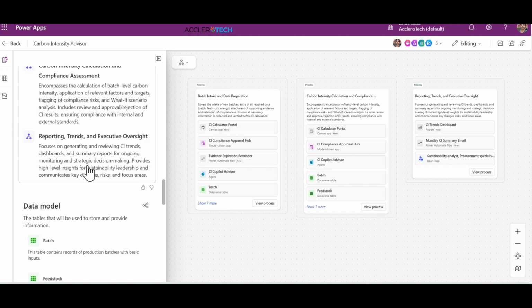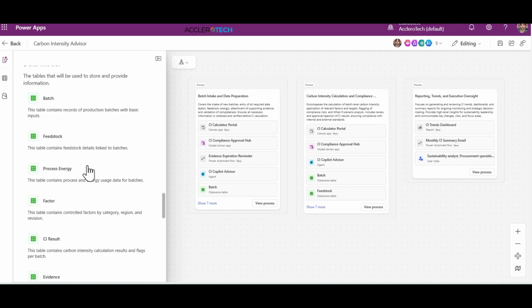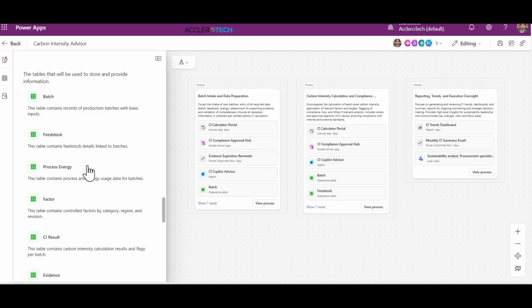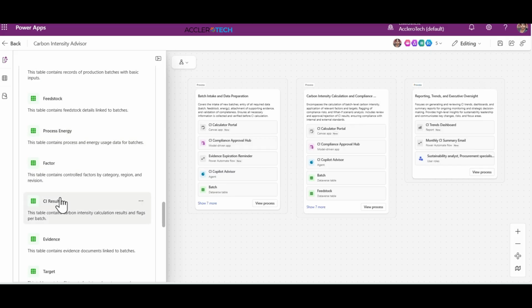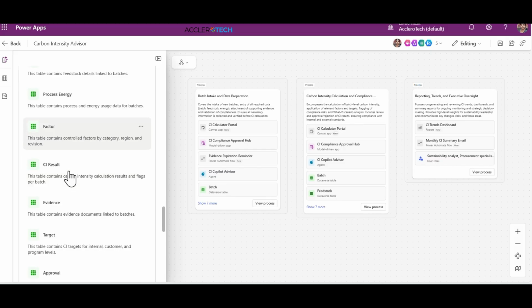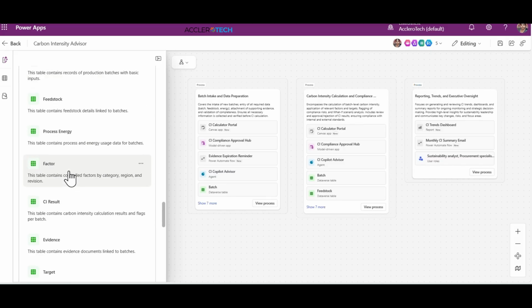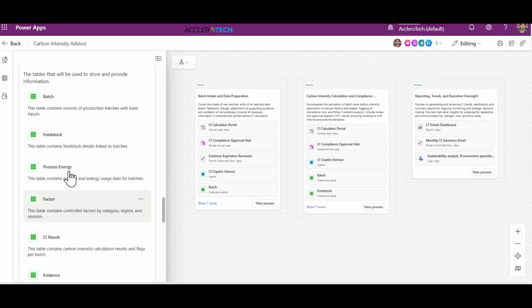Next is the data model, which defines all the tables required to store the information: batch, feedstock, process energy factor table, CI result table, evidence, target and approval table. And the relationships between these tables are defined in the data model.